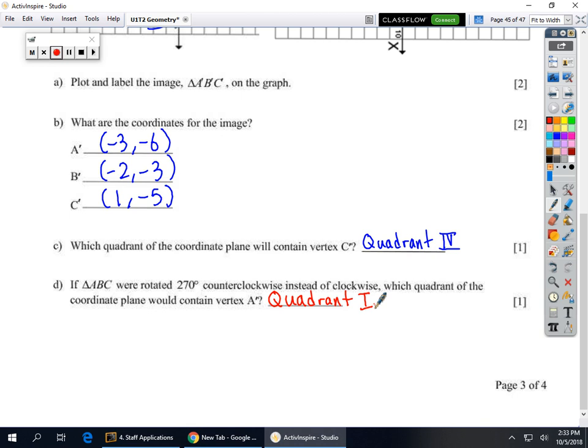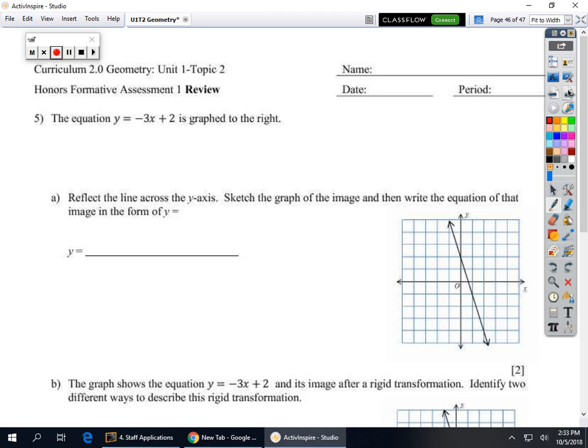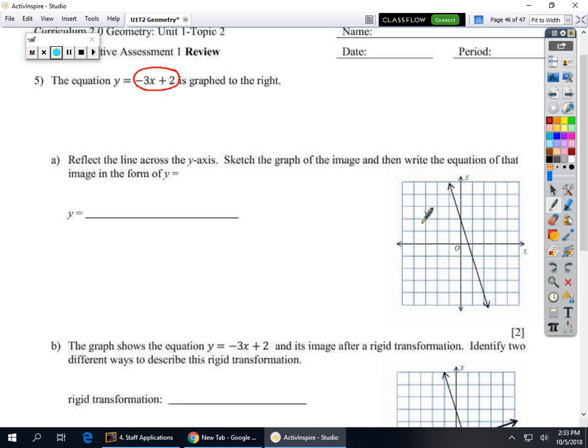Okay, we got one last page now. So, on yours, there was a mistake. That's my fault. So, this should be negative 3x plus 2. So change that if you have not. All right, so that's the equation graphed here. What we're going to do is reflect the line across the y-axis, and then sketch the graph of the image, and then write the equation.